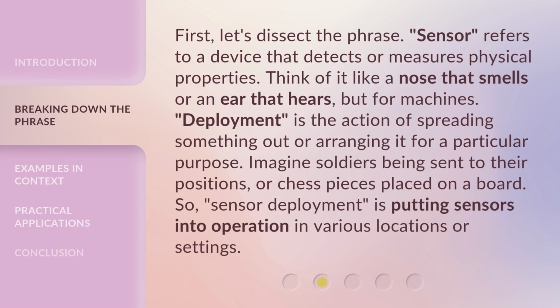First, let's dissect the phrase. Sensor refers to a device that detects or measures physical properties. Think of it like a nose that smells or an ear that hears, but for machines. Deployment is the action of spreading something out or arranging it for a particular purpose. Imagine soldiers being sent to their positions, or chess pieces placed on a board. So, sensor deployment is putting sensors into operation in various locations or settings.